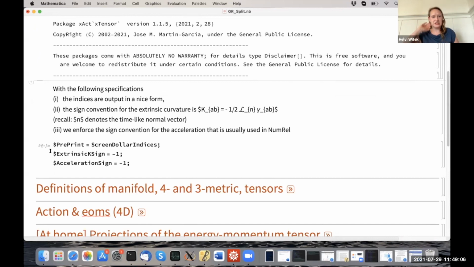Remember when I introduced the extrinsic curvature, K_AB equals minus one half the Lie derivative along the normal vector of our spatial metric, of our induced metric. If you look, for example, in Wald, you may find a plus here.